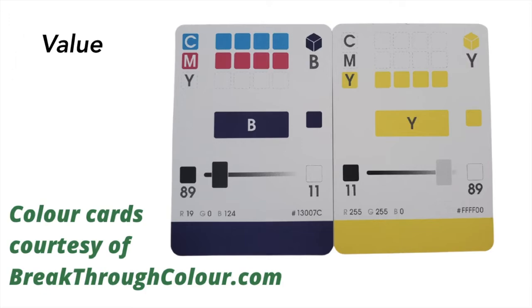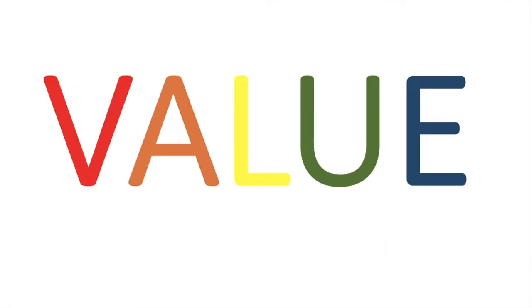You can see that this particular blue has a value of 89, while this yellow is only 11. Value is what makes some colors so much more visible than others. Yellow cannot hold its own against other colors.